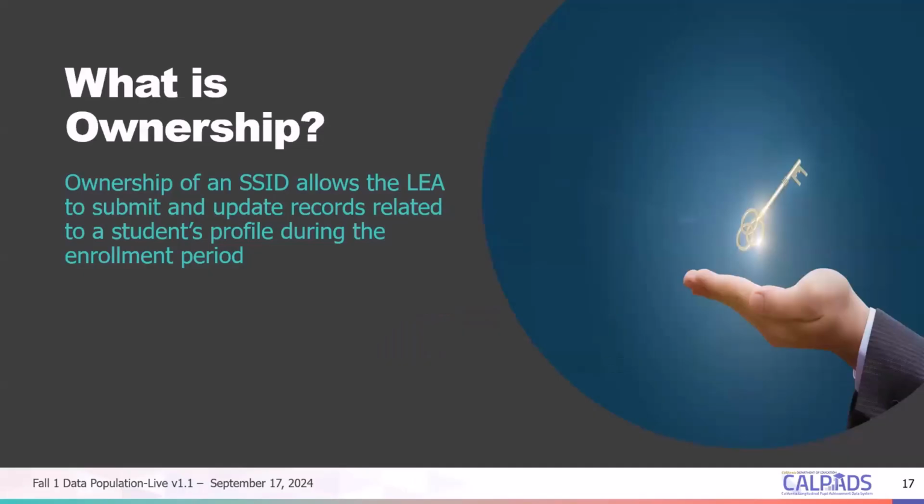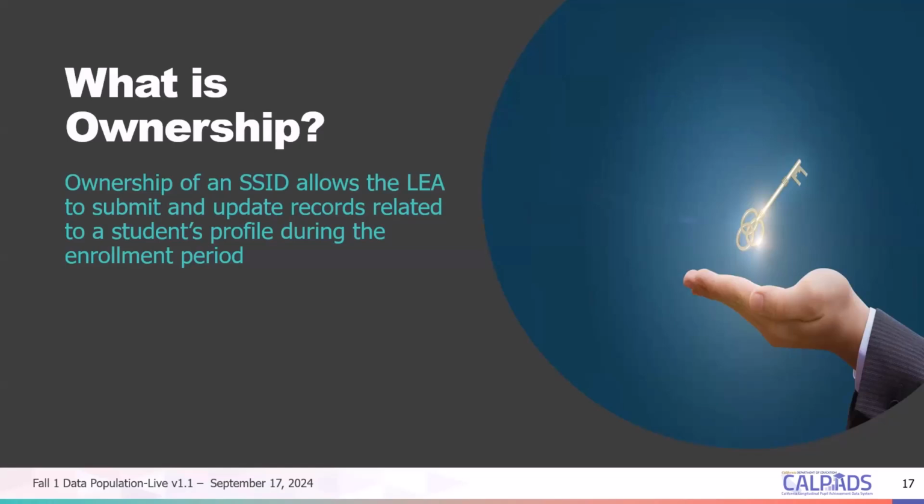We have mentioned ownership a couple of times now, and it is a very important concept in CALPADS. So let's take this slide to address ownership in detail. So what is ownership? Ownership dictates who has the ability to maintain student data. Ownership of an SSID allows the LEA to submit and update records related to a student's profile during the enrollment period. The SENR start and end dates determine the period of ownership of student records in CALPADS. To add, update, or delete student information, LEAs must have ownership of the student record.